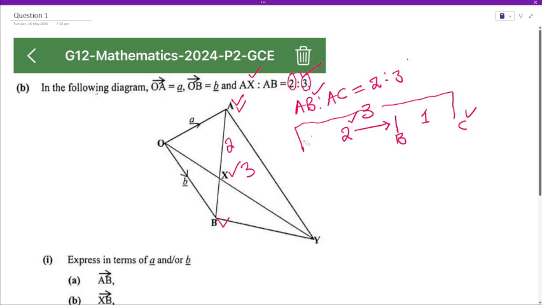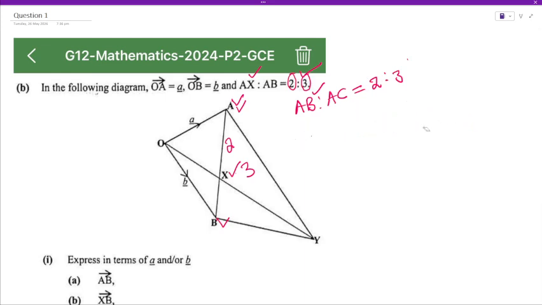Okay, so now coming to our question. They have given us a ratio for one of the vectors. Let us investigate the question.